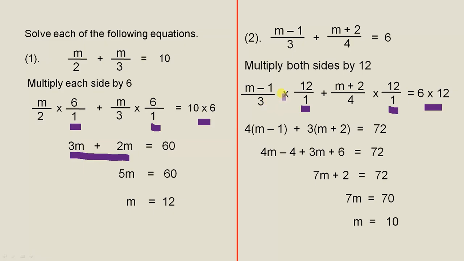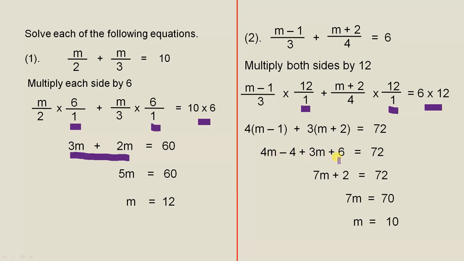So if 3 into 12 goes 4, that gives us 4 outside of m minus 1. If 4 into 12 goes 3, that gives us 3 outside of m plus 2. And 6 12s are 72. When we remove the grouping symbols, that's what we get here.